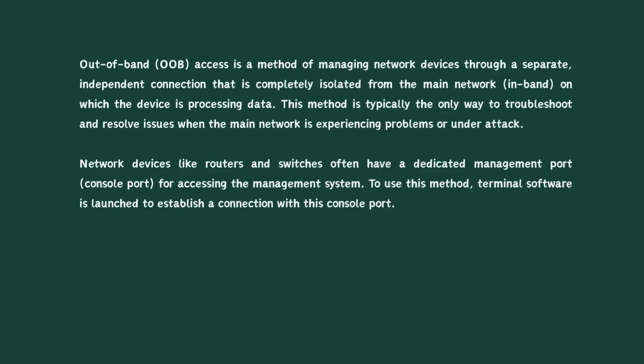Out-of-band, OOB, access is a method of managing network devices through a separate independent connection that is completely isolated from the main network, in-band, on which the device is processing data. This method is typically the only way to troubleshoot and resolve issues when the main network is experiencing problems or under attack. Network devices like routers and switches often have a dedicated management port, console port, for accessing the management system. To use this method, terminal software is launched to establish a connection with this console port.